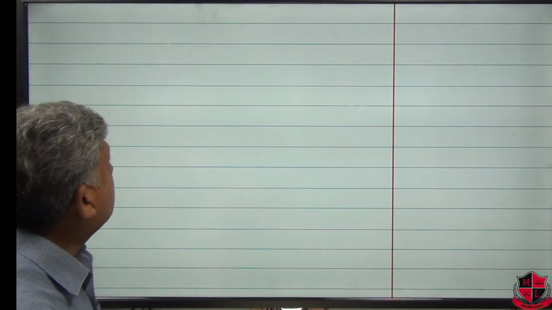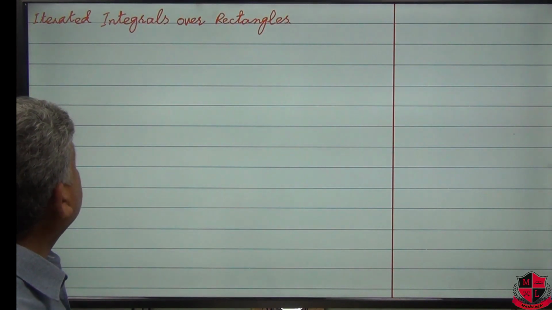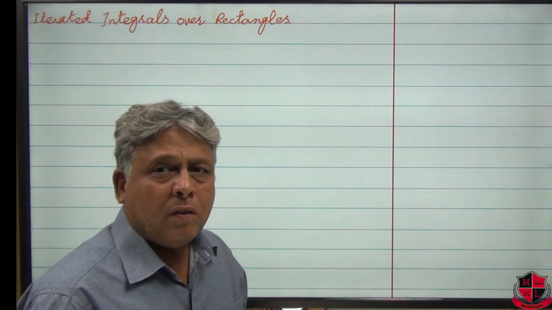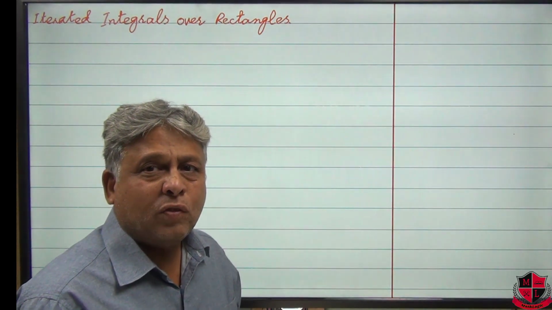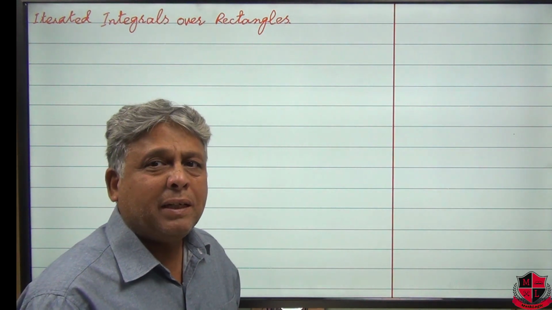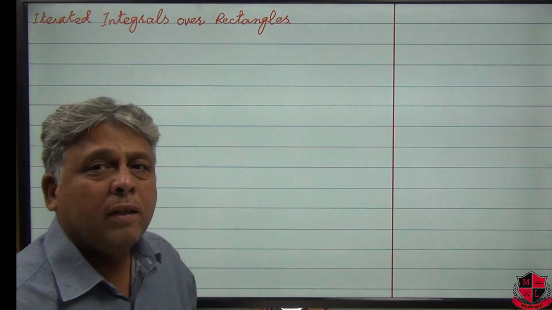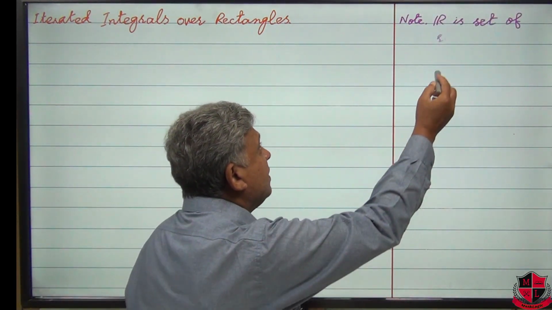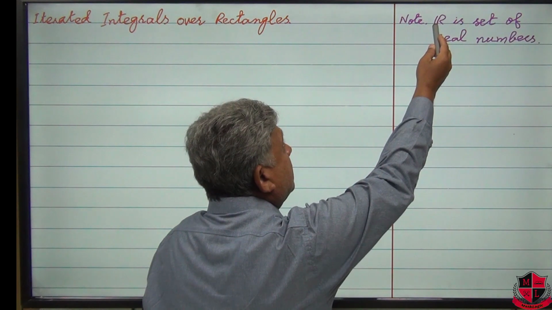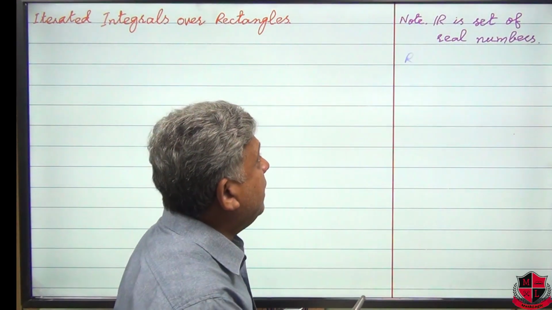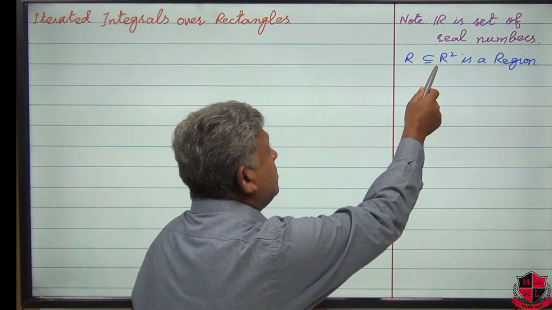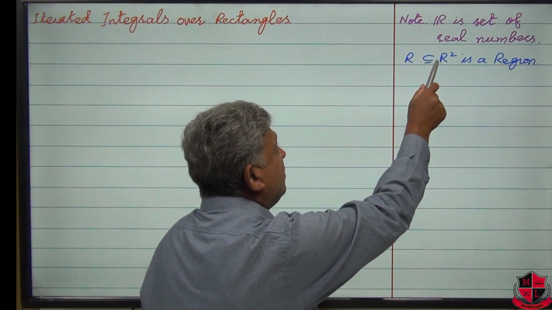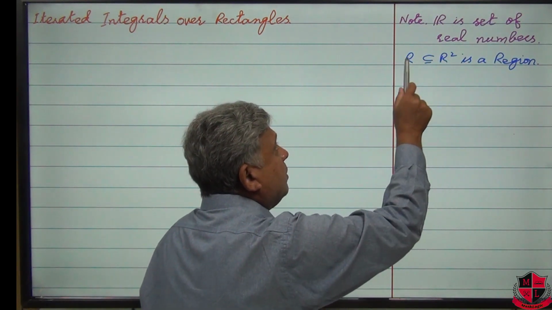First of all, in today's lecture, we are going to define iterated integrals over rectangles. What do I mean by over rectangles, and what is meant by an iterated integral? Let's start with some notations. We shall denote the set of real numbers by double-struck R, and by R we mean a subset of R square, and we will call a subset of R square a region.